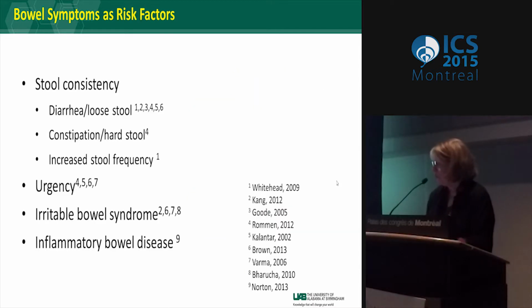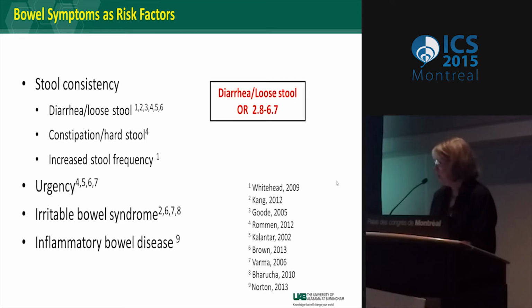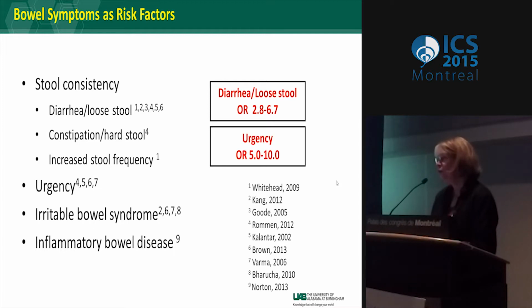So what are the risk factors? You can see them there. The most commonly quoted one of really high impact is diarrhea or loose stools. The odds ratio of having fecal incontinence if you have diarrhea or loose stools is 2.8 to 6.7 times more common. And actually, in the studies that looked at it, fecal urgency is even more of a risk factor. If you have fecal urgency, whether it's solid or liquid stools, you're 5 to 10 times more likely to have incontinence. Irritable bowel syndrome and inflammatory bowel disease are also risk factors.